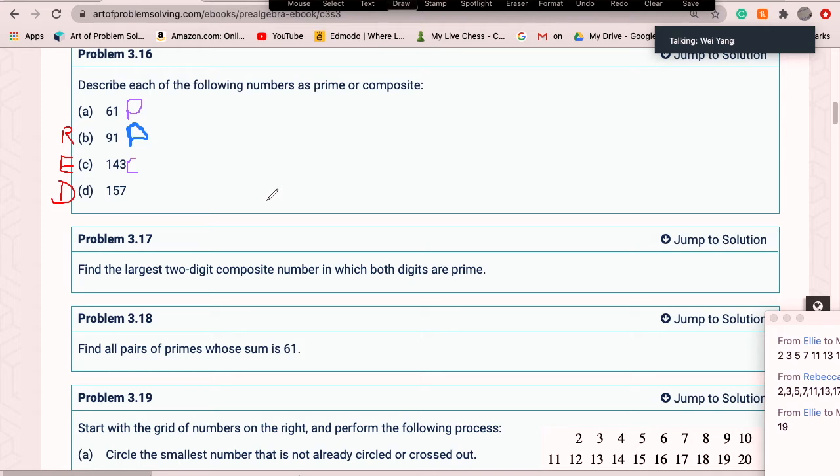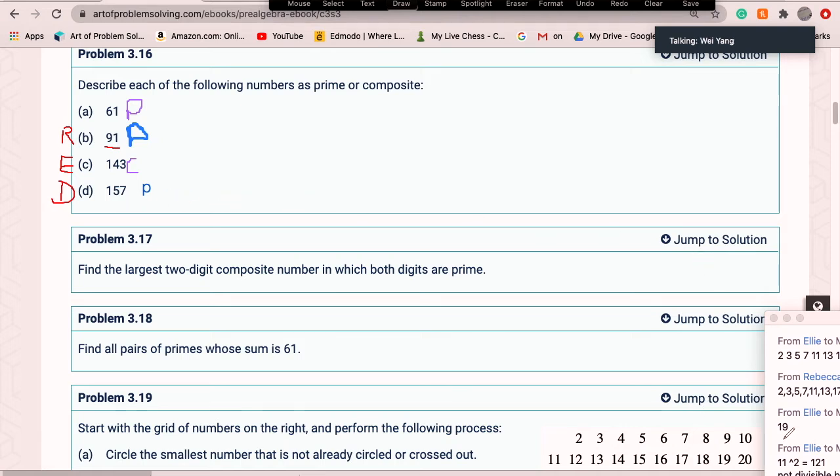And also, everybody, you need to send me the reason in private chat. What's the reason you made that choice? Rebecca, you need to check. You think 91 is a prime number? You need to give me the reason. Now let's see. Ellie said 143 is a composite number. Then Dago said 157 is a prime number. That was for A.